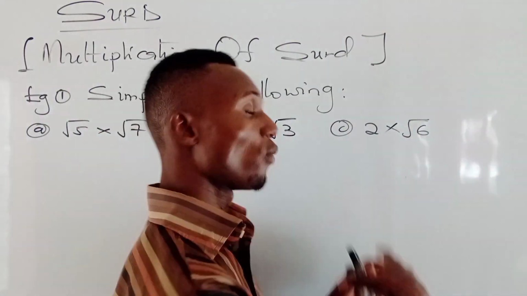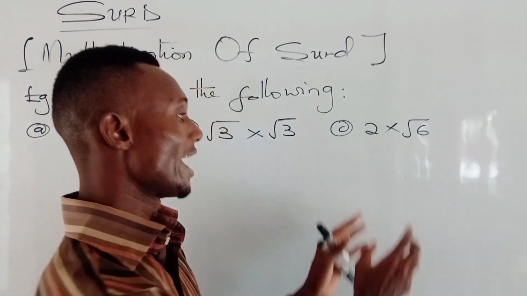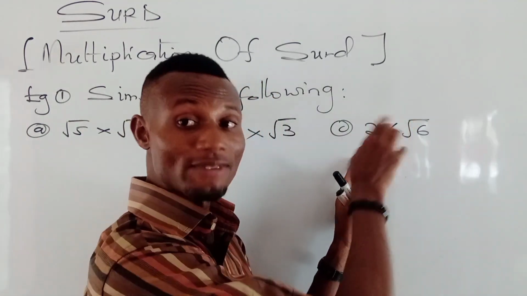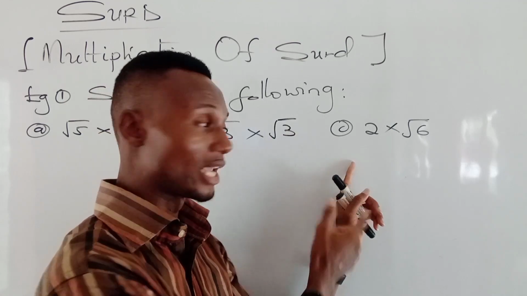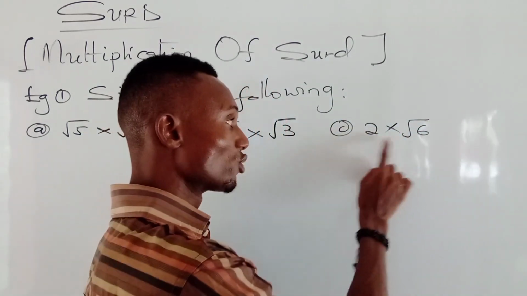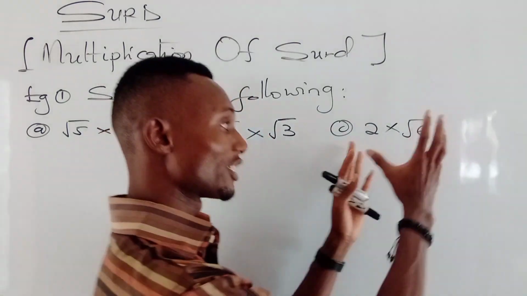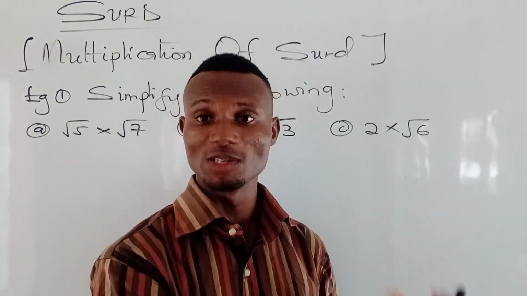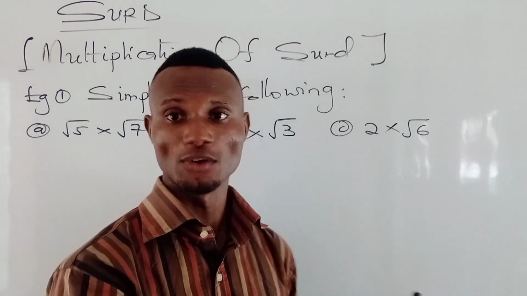Then the C, we have a situation where you have a value which does not have any square root sign in it, multiplying the value which has a square root sign in it. So we have 2 times square root of 6. So this also represents a type of multiplication under the multiplication of SURD.